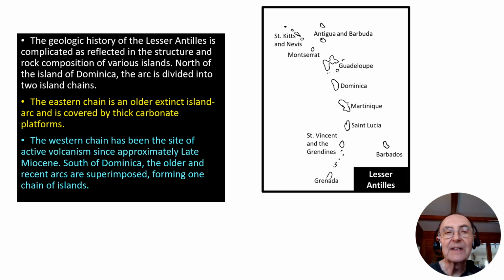The geologic history of the Lesser Antilles is complicated, as you will see, as reflected in the structure and rock composition of various islands. North of the island of Dominica, and please refer to the sketch diagram, the arc is divided into two island chains. The eastern chain is an older extinct island arc and is covered by thick carbonate platforms. The western chain is where the action is right now. It has been the site of active volcanism since approximately late Miocene. South of the island of Dominica, and again refer to the sketch map, the older and recent arcs are superimposed, forming one chain of islands.